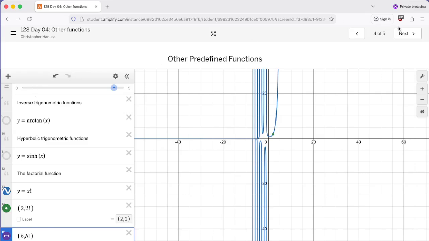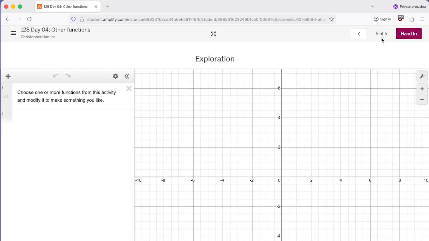Okay, so those are some other functions. And last, you should just take one of those functions and play around with it, one or more of them. Maybe you take two of them and combine them and find an interesting way that they can work together. So that's this video. See you next time.